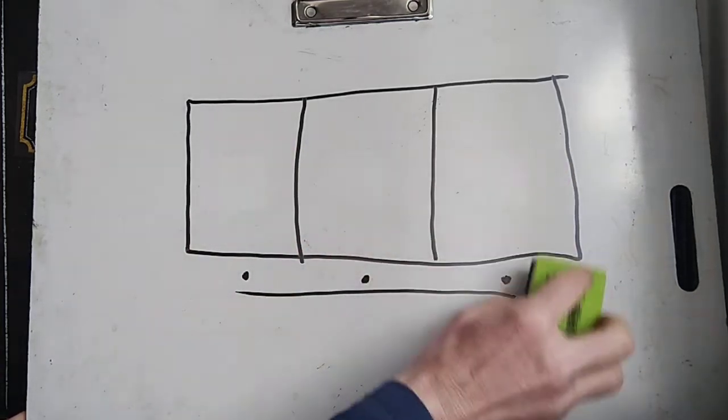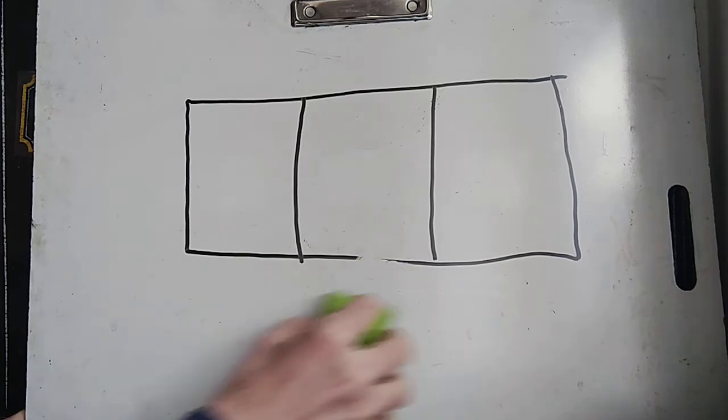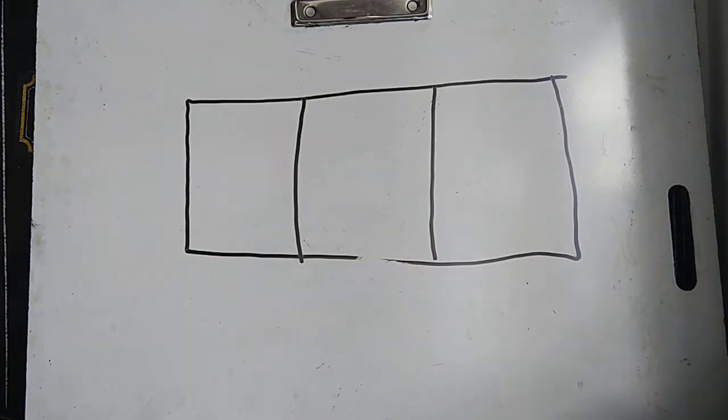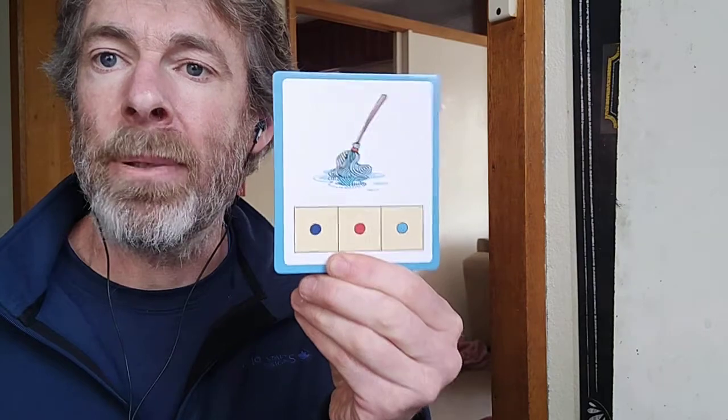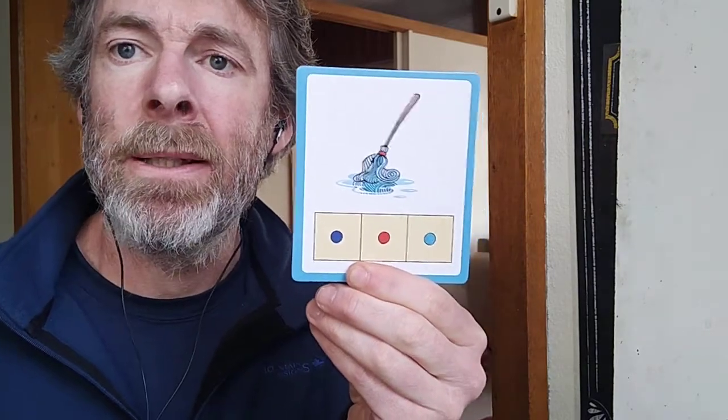There's our first word. I'm going to erase it, and we're going to do another word together. Whoops. I got rid of part of my box there. All right. What's our next word? Our next word is mop. Say it with me. Mop. All right. You ready to stretch it out? A mop is for cleaning the floor.